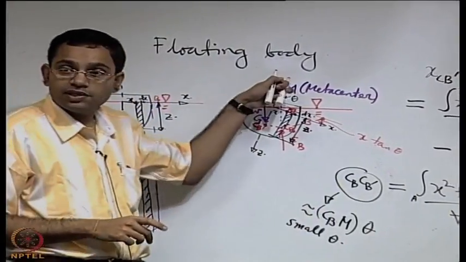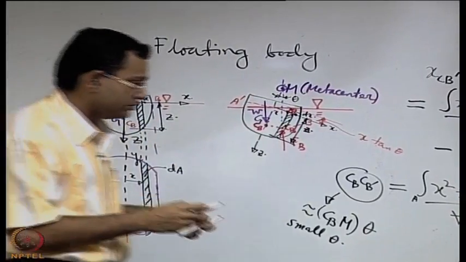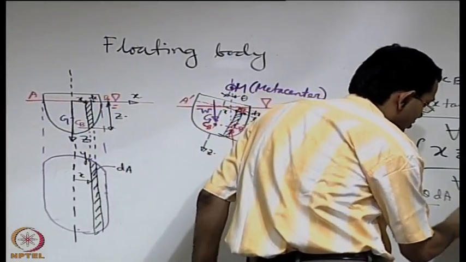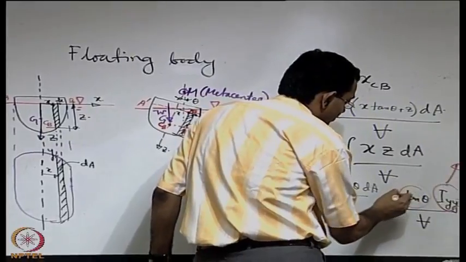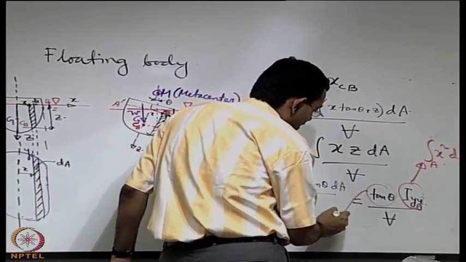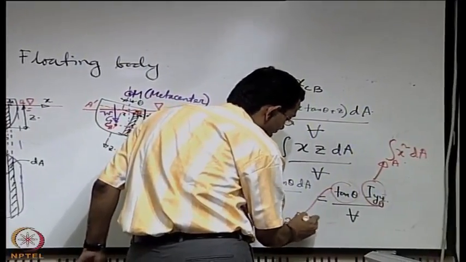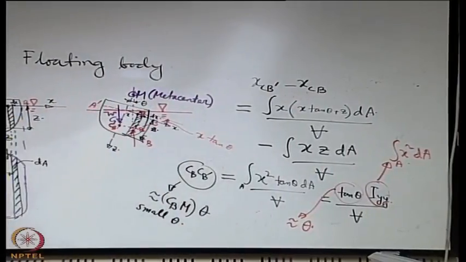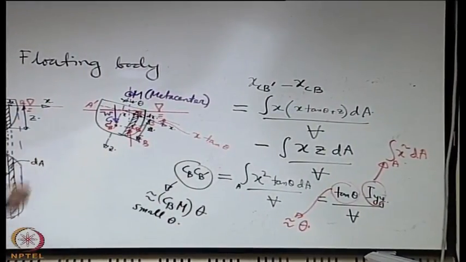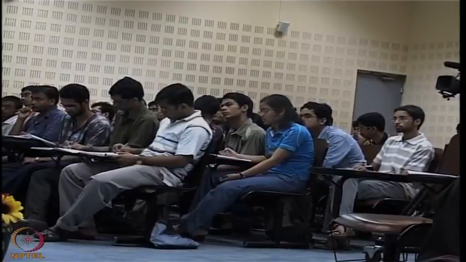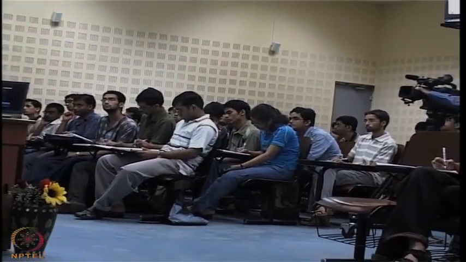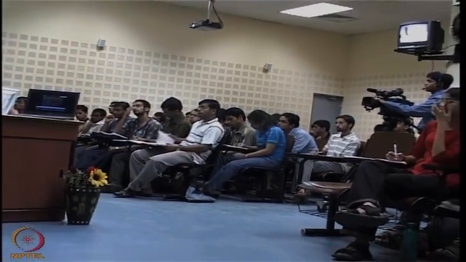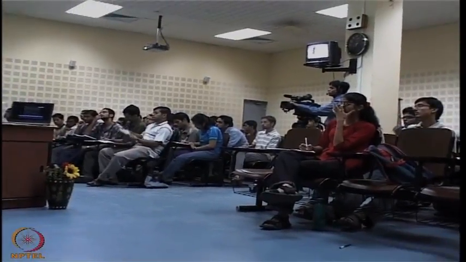M is the metacenter. Now for the same smallness tan theta will be approximately equal to theta. Of course you are expressing theta in radian, that is understood implicitly. So then if you equate the two parts, what you will get, CBM is equal to Iyy by V.